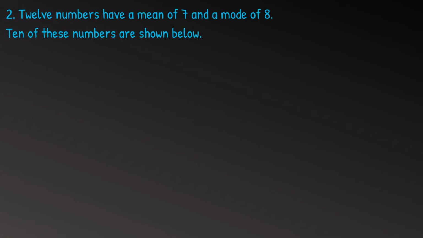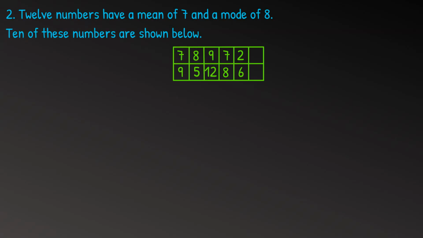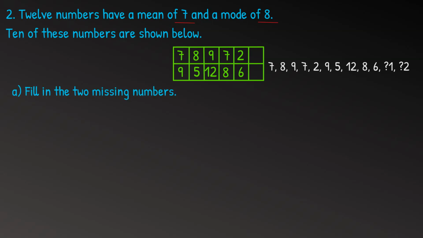In the next question, we have 12 numbers, and we're told they have a mean of 7 and a mode of 8. Now, 10 of these numbers are shown in the grid below. And for part A, we have to fill in the 2 missing numbers.